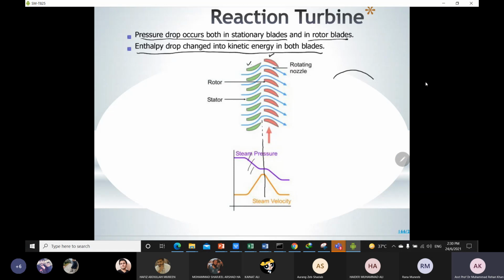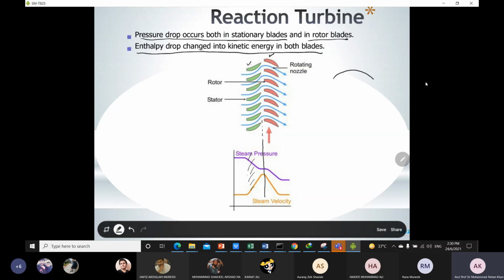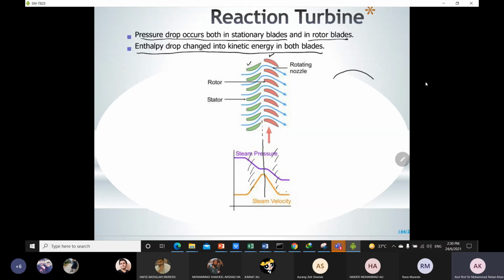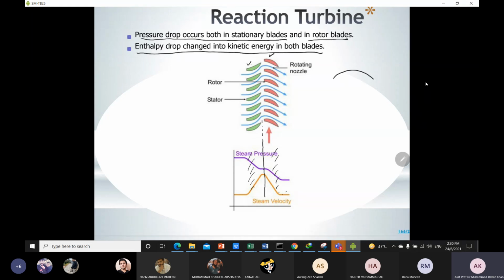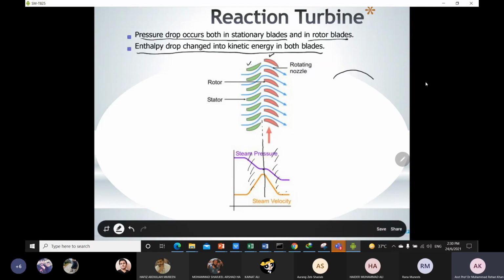So until this region, we have the stationary blade or nozzle, and here we have the moving blade. At the end of the stationary blade or the nozzle, the pressure decreases. Then as the steam passes through the moving blade section, it further decreases. In the case of impulse turbine, it is constant pressure. In the case of reaction turbine, it further decreases the pressure.